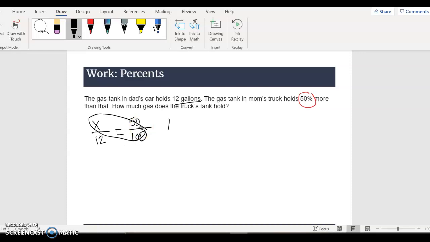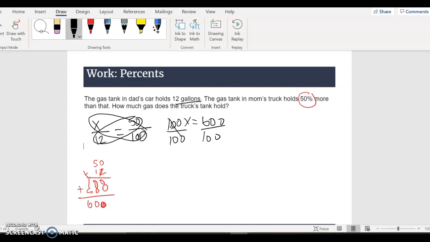Cross multiply 100 times X and 50 times 12. That gives us 600. So 100x is equal to 600. To get x by itself, we have to divide both sides by 100. These will cancel, leaving us with x. Here, we can cross out a 0 from the top and bottom, 0 from top and bottom. So we're left with 6 over 1, which is just 6.